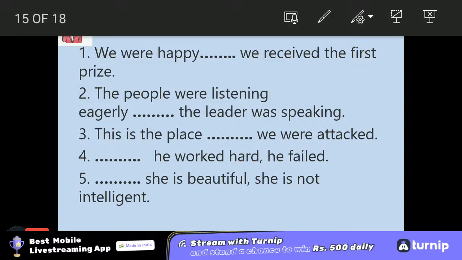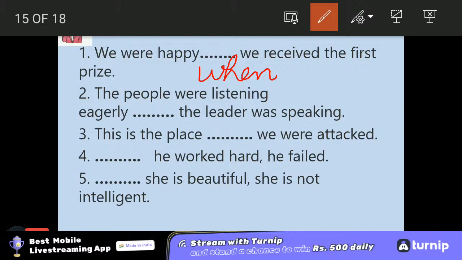See, it's basically talking about the time. It could be reason as well. We were happy because we received the first prize is also fine, but we were happy when we received the first prize, because it's talking about that time when we received the first prize. The next, the people were listening eagerly dash the leader was speaking.